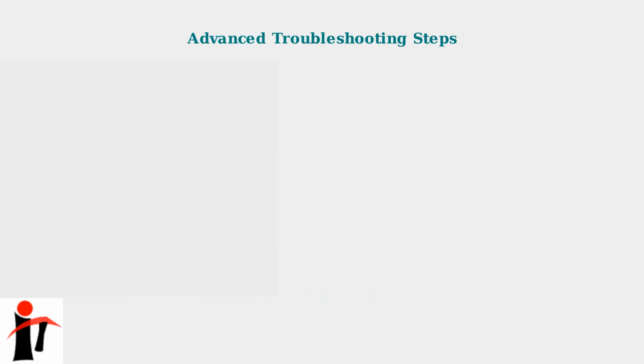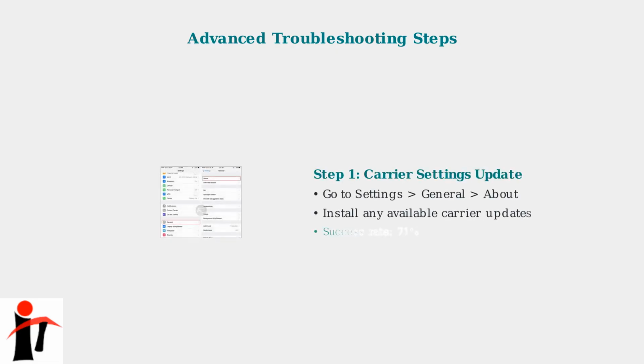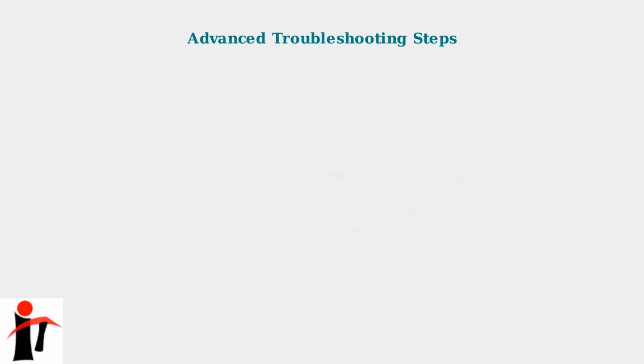When basic troubleshooting steps don't resolve your full bars no service issue, it's time to move to advanced solutions. These methods address deeper network configuration problems and account-level issues. First, check for carrier settings updates. These are special configuration files that your carrier pushes to optimize network connectivity. On iPhone, go to Settings, then General, then About to check for updates.